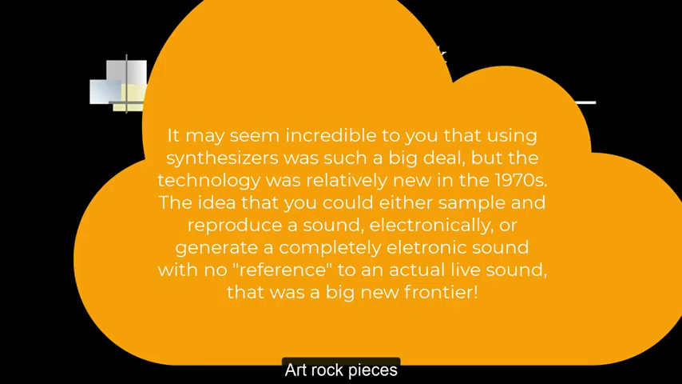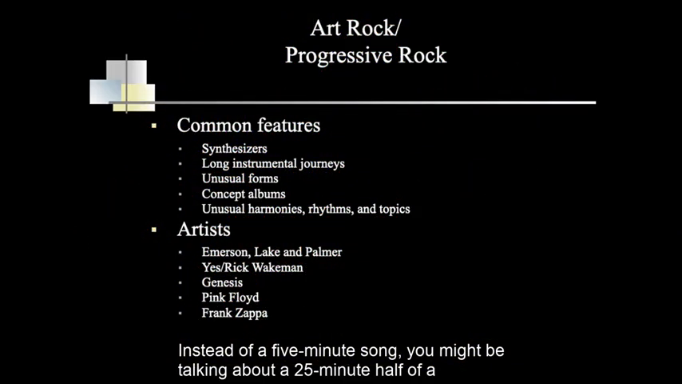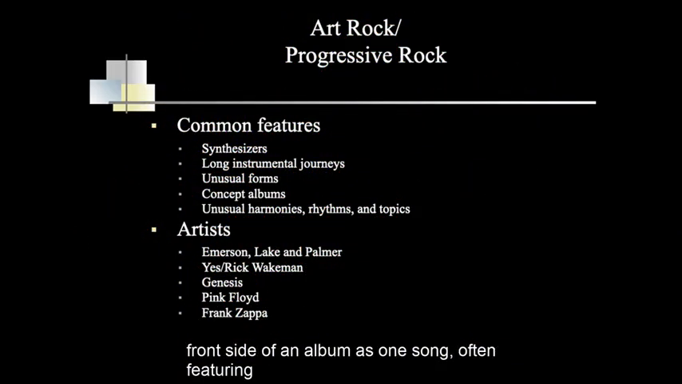Art rock pieces are very long often. Instead of a 5-minute song, we might be talking about a 25-minute, half of a front side of an album as one song, often featuring long instrumental journeys where no lyrics occur. The lead singer is silent, and instead, the guitar or synthesizer goes on a long journey, exploring different melodies and different areas.